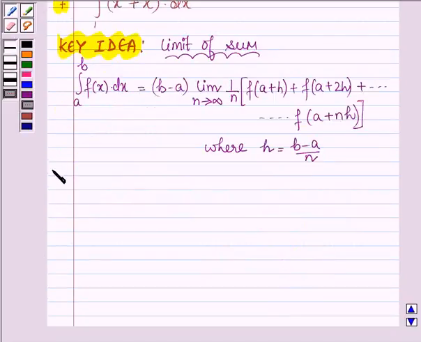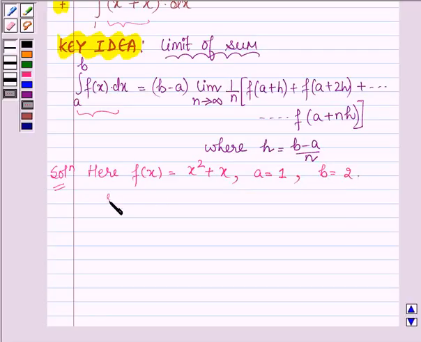Let us now start with the solution. On comparing integral f(x) dx from a to b with integral x plus x square dx from 1 to 2, we find here that f(x) is equal to x square plus x, a, which is the lower limit of integration, is 1, and b, the upper limit of integration, is 2. So h is equal to b minus a upon n, which is 2 minus 1 upon n, equal to 1 by n.